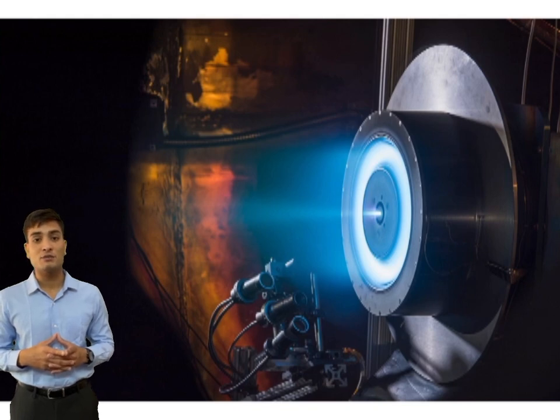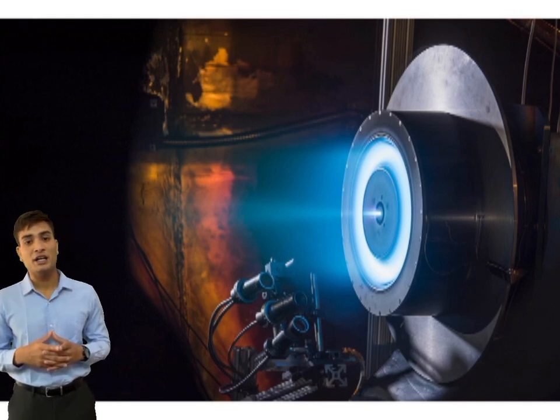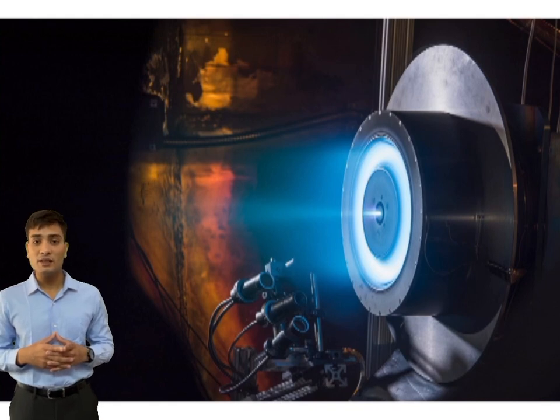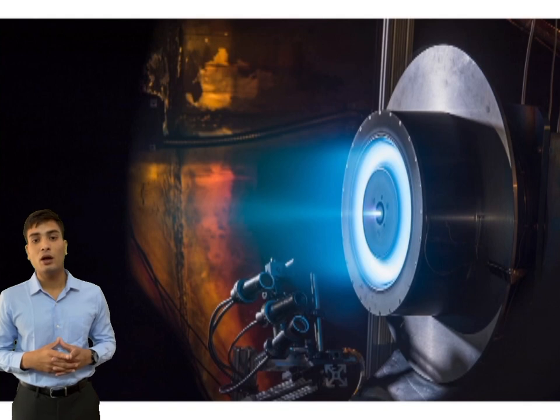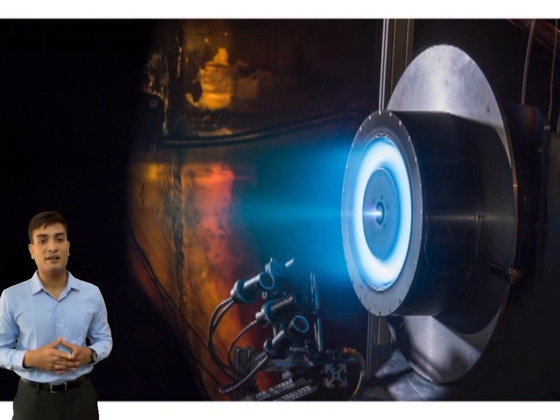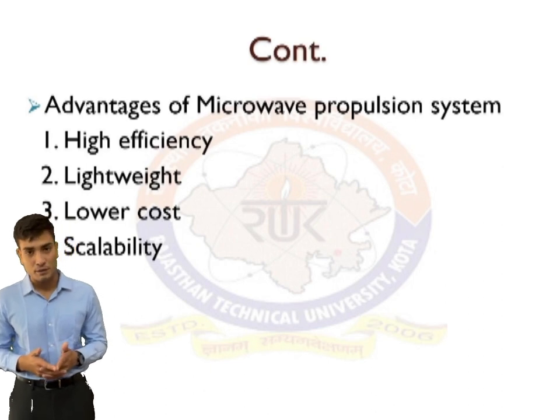Station keeping and orbit control. Microwave propulsion systems can also be used in station keeping and orbit control of large spacecraft, such as the International Space Station or other manned stations. These systems can provide precise control and adjustment of the spacecraft's orbit, enabling it to maintain its position and orientation in space.